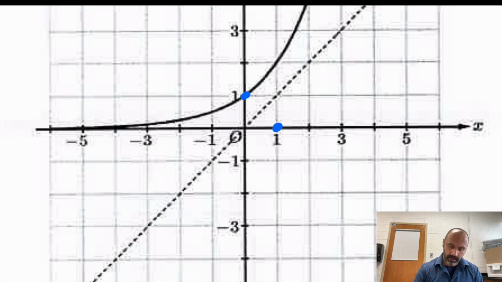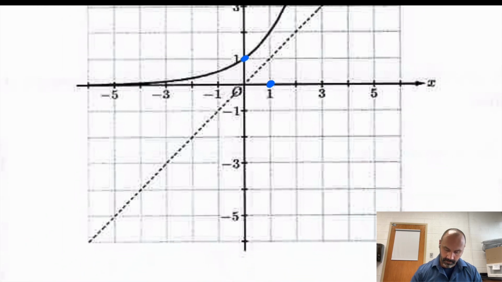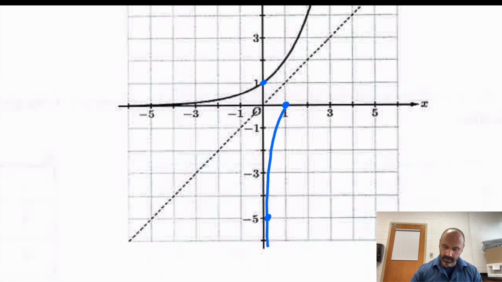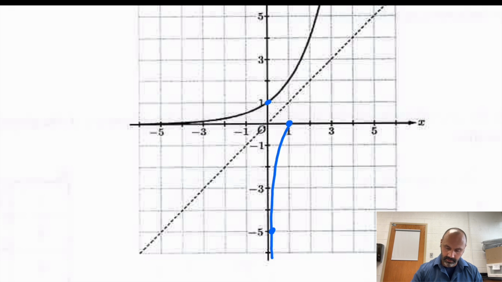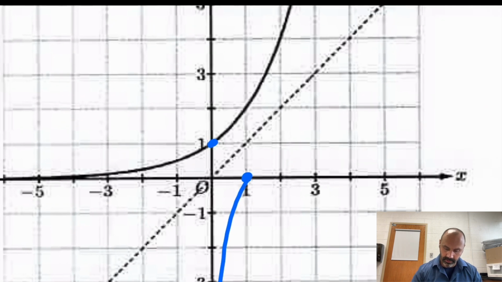The exponential is asymptotic here, right? So we could say it kind of looks like it's going through -5. It's really not. So that means that the logarithmic function is going to be exponential this way, right? And then this is also going through the point here. The exponential is going through the point 1, 2. So that means that the logarithmic is going to go through the point 2, 1.